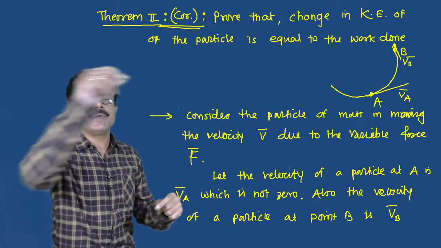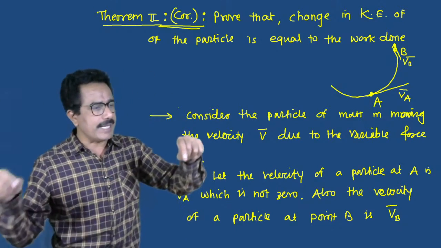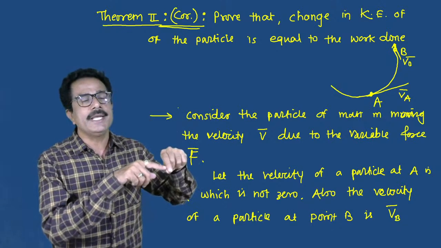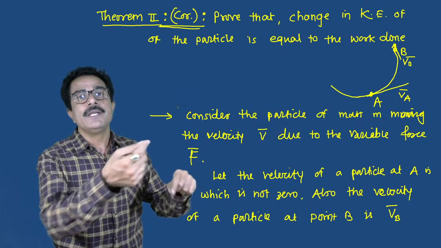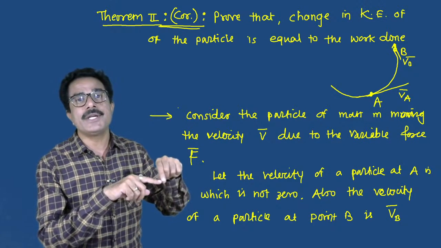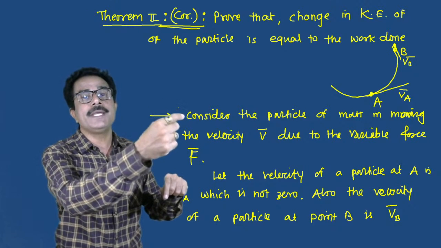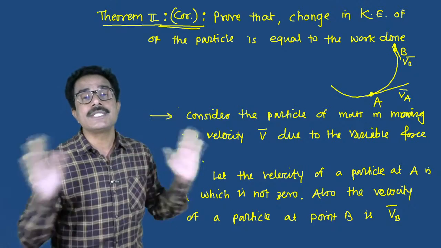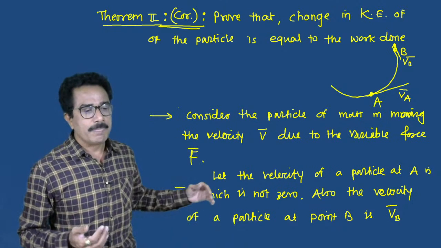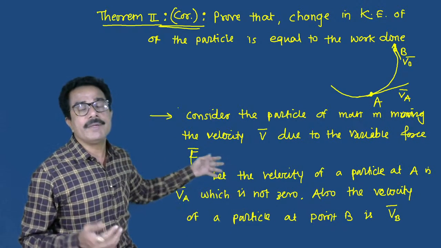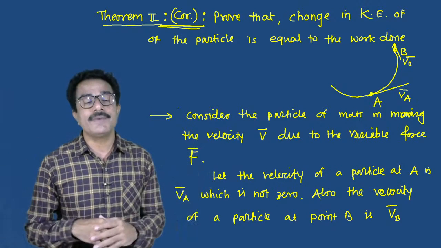Consider a particle moving along the curve due to the variable force F bar. At any instant of time t, the position of the particle is at a point A. After some time t plus delta t, the position of the particle is at a point B. Suppose that the velocity of the particle at point A is VA bar, and at point B is VB bar. Both velocities are not equal to 0 because VA is not a starting velocity. These are due to the force F bar, m is the mass of the particle.